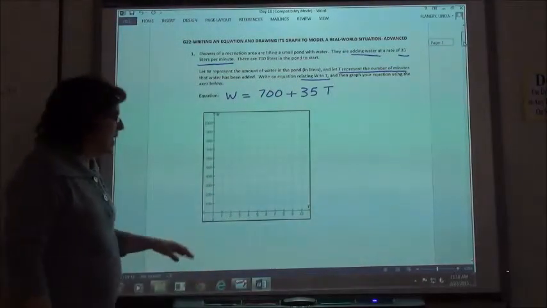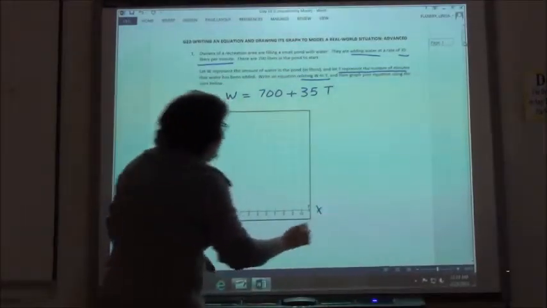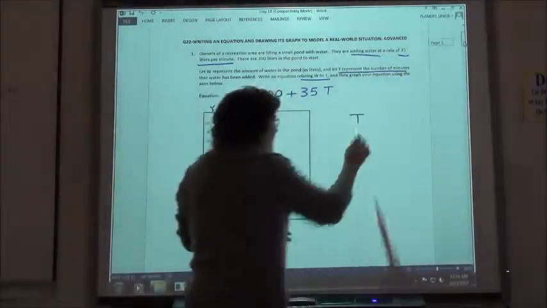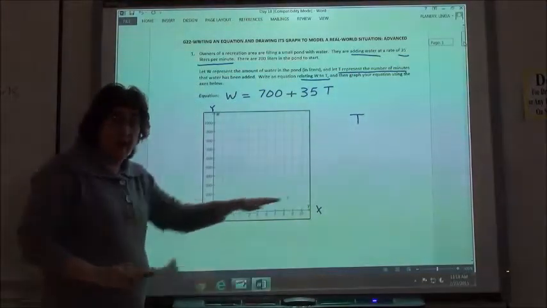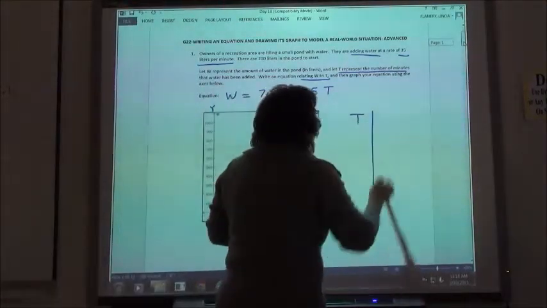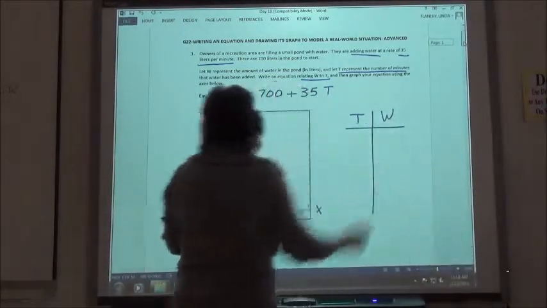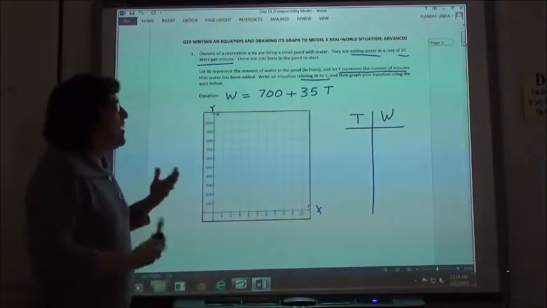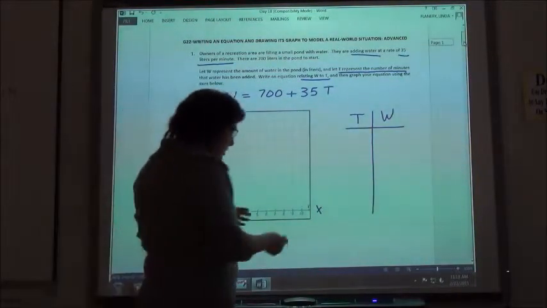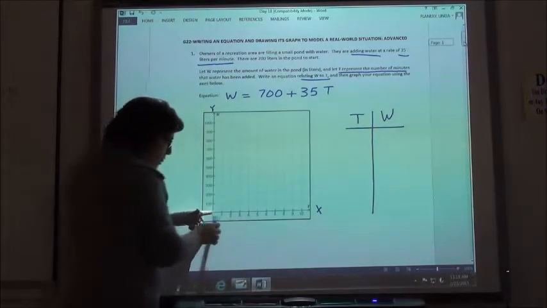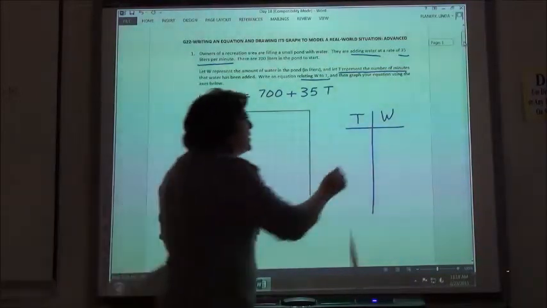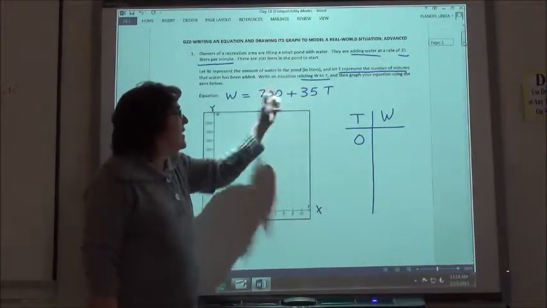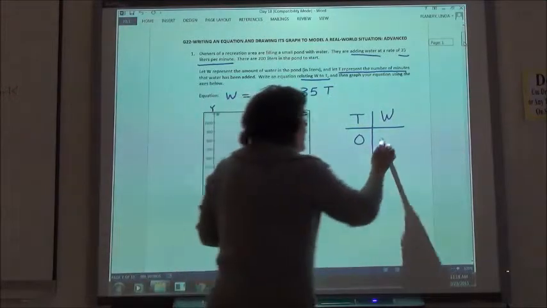So when we're making our table, this is like my x-axis and this is like my y-axis. So I am going to plug numbers in for the t, the horizontal axis, and my answers are going to be the w, the vertical axis, right? Just like we do x and y. If I'm going to run my water, and I just want to use nice easy numbers, notice this only goes from 0 to 10. So I'm going to use numbers like 0. 0 is easy to do. If I don't run the water any extra minutes, I just have the 700 liters that I started with.